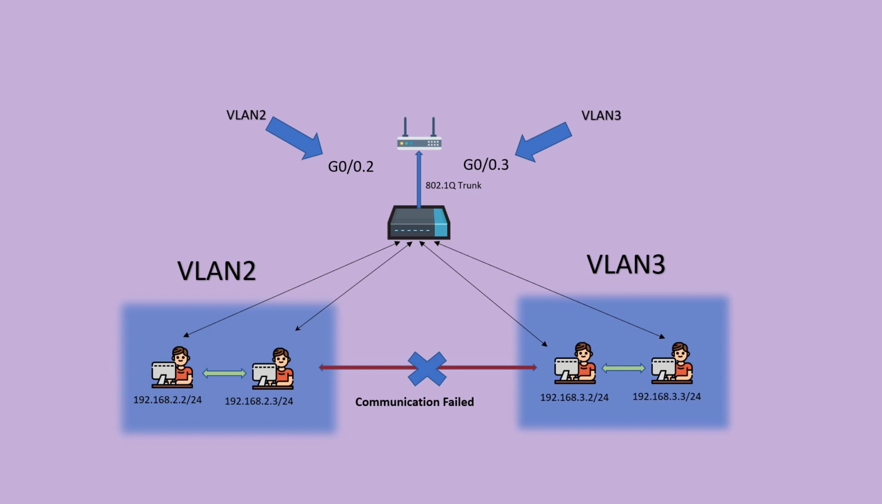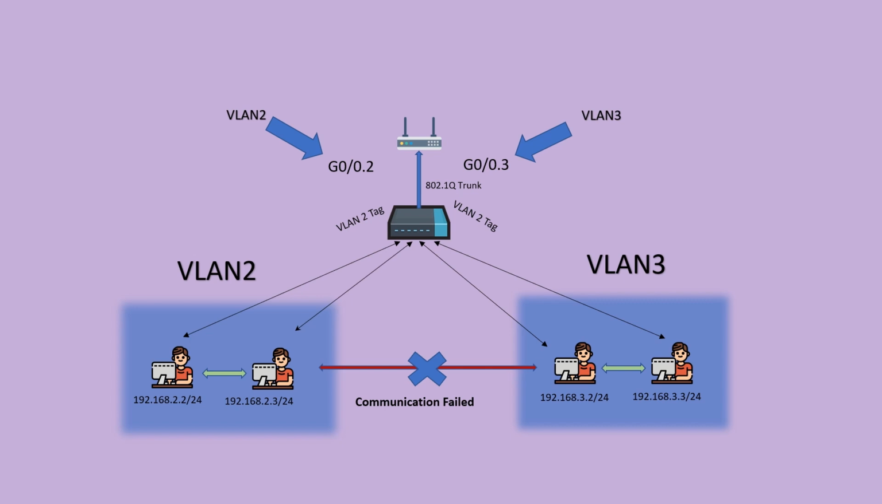However, the router still needs to know which traffic belongs to which VLAN. This is why VLAN tagging is used. When the switch sends traffic through the trunk link, it adds a VLAN tag to identify the VLAN. For example, traffic coming from VLAN 2 receives a VLAN 2 tag. The router reads this tag and forwards the frame to the correct subinterface.